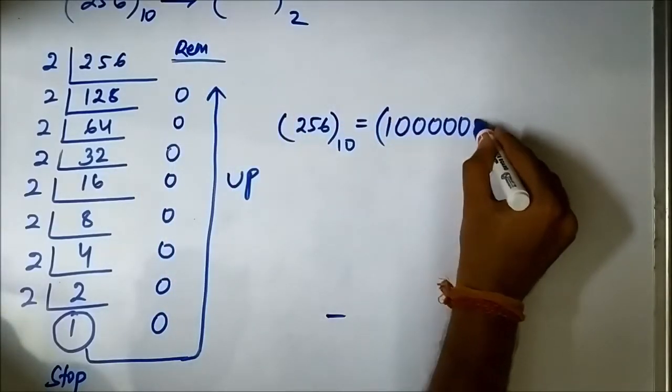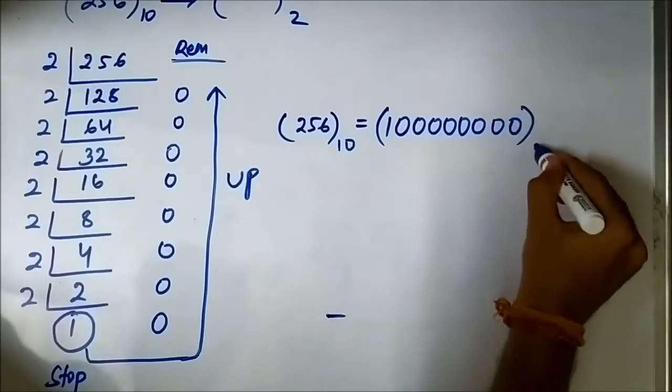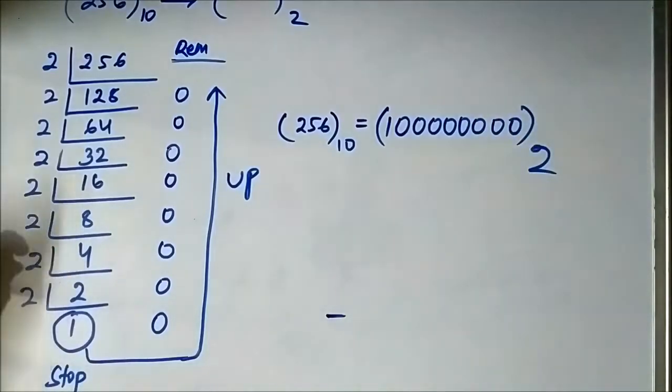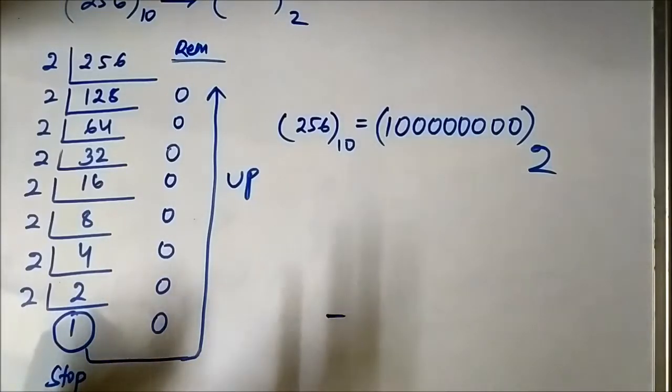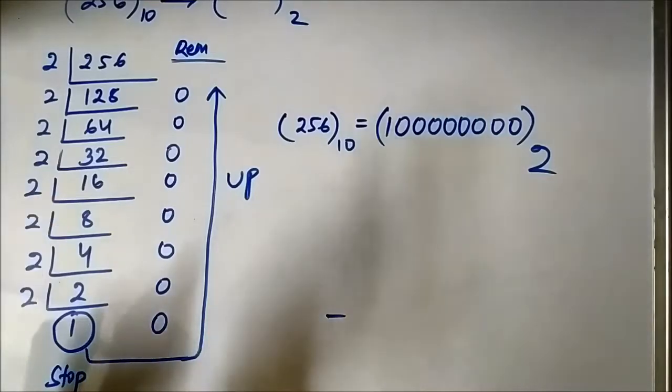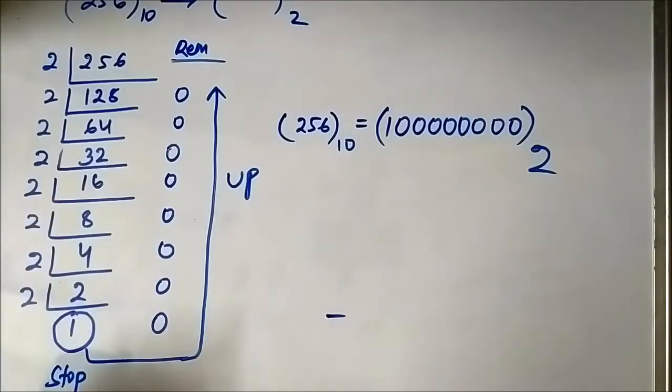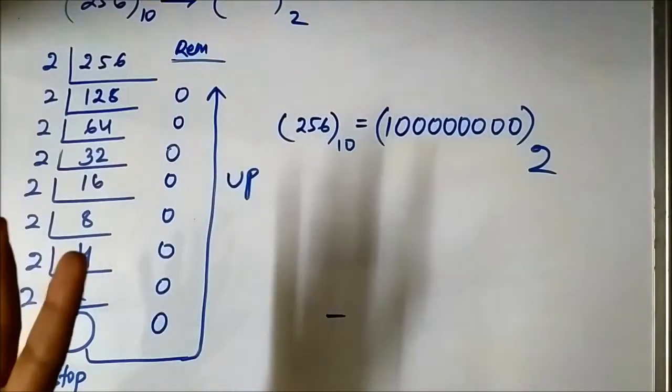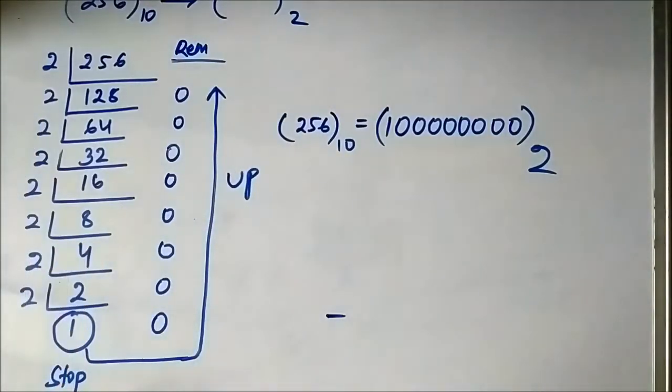Okay, this is the binary representation of the decimal number 256. This method comes in handy when the given decimal number is more than 100, and we can easily convert the given decimal number into binary form. Okay. So we are performing the same thing that we performed in repeated division by 2.